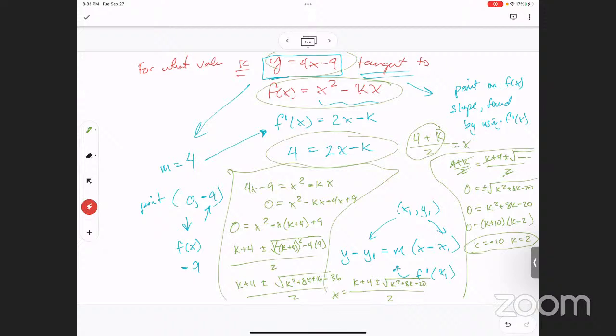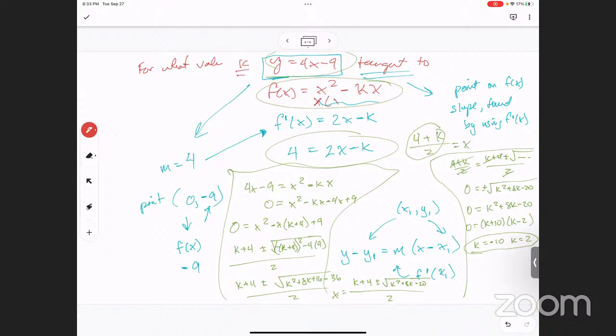Well, let's see. We still have to find the value of k for which that is tangent to that line. That was the trick. It was like, where does this line and this intersect? Oh, you know what? Maybe we could have factored this. Maybe if we factor that, there was an easier way to do that.